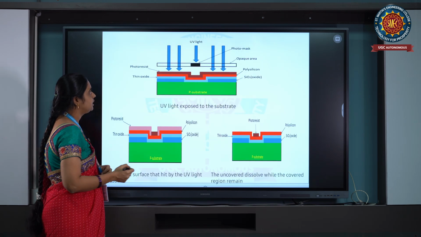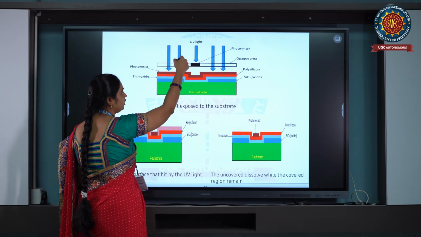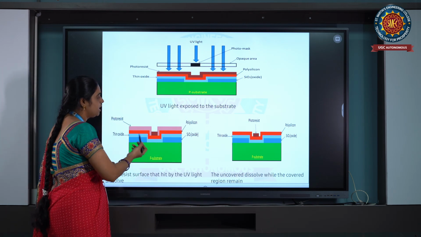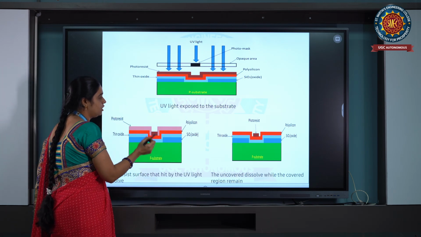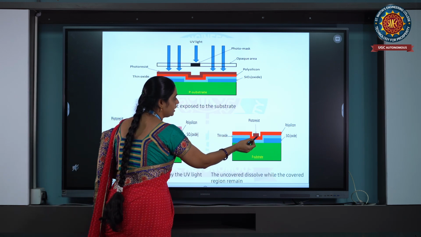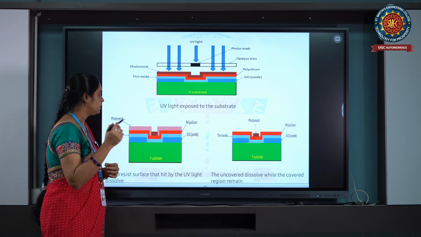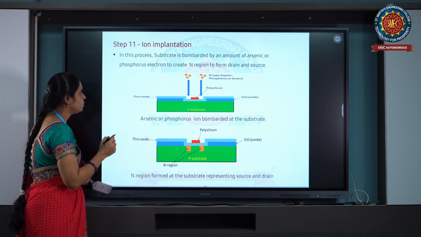Let us see the diagram. Now we are passing the UV light in the masking state and next we are doing the etching process, and finally we will have polysilicon which is concentrated only at the center. This center part will be our gate of the NMOS transistor.